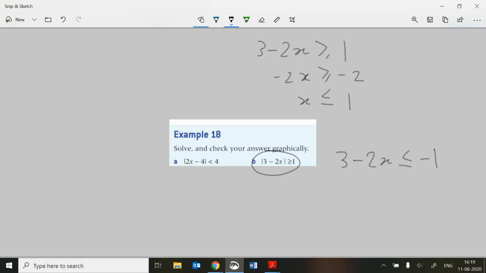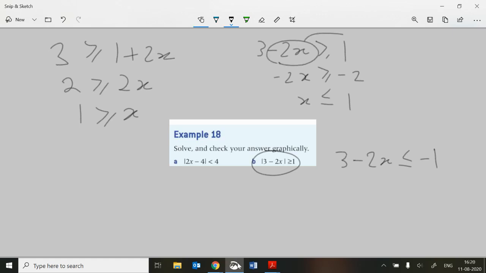We could have avoided that, by the way, by taking the minus 2x to the other side, and we would have got 3 is greater than or equal to 1 plus 2x. And now take away the 1. We've got 2 is greater than or equal to 2x. Now divide by 2. We're getting x is less than or equal to 1, or 1 is greater than or equal to x, which is the same as this thing here. So we can avoid dividing or timesing by a negative and switching the sign around by just moving the negative term to the other side before we divide. Okay, same. Let's just get rid of that.